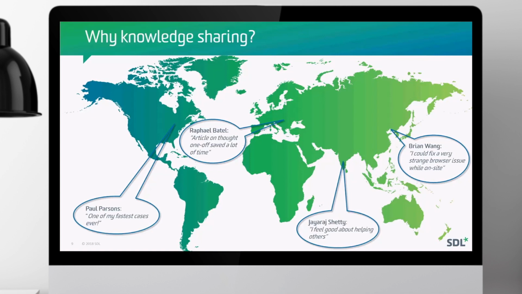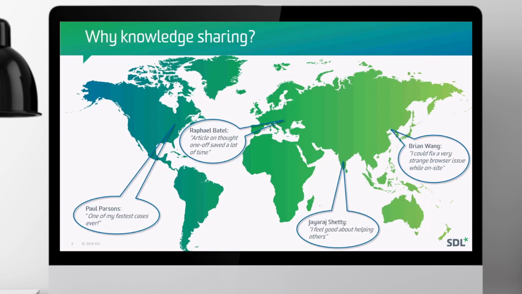Then Jairesh said, a bit similar to Dave in the previous slide, I feel good about writing articles and being able to help others. So I think that's a very good feeling to have if you are a support engineer. And then Brian from the Dalian team, he was on site at a customer, and he ran into a very strange browser issue I'd never seen before. He found an article in the knowledge base and was able to fix it. So imagine you're at a customer site, you have someone watching over your shoulder, that error pops up. What do you do? Well, finally he found the solution that helped him.